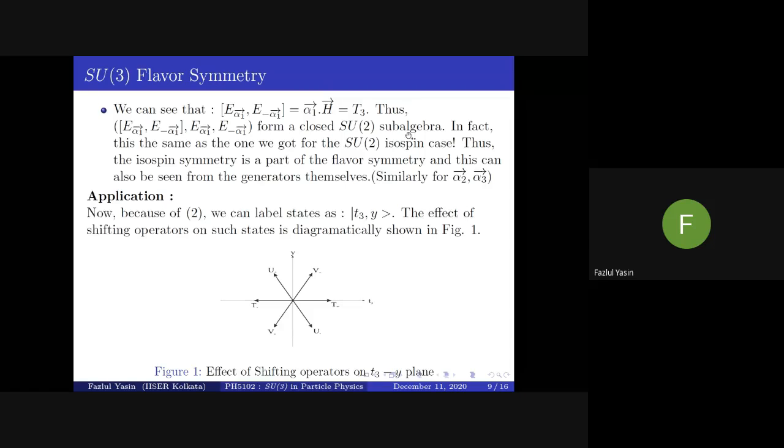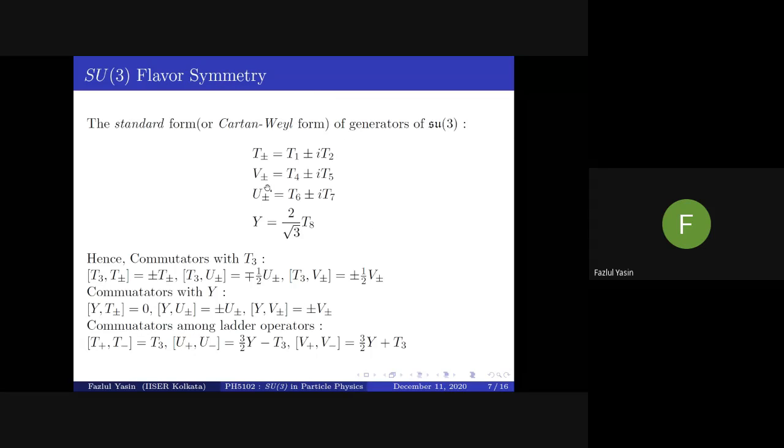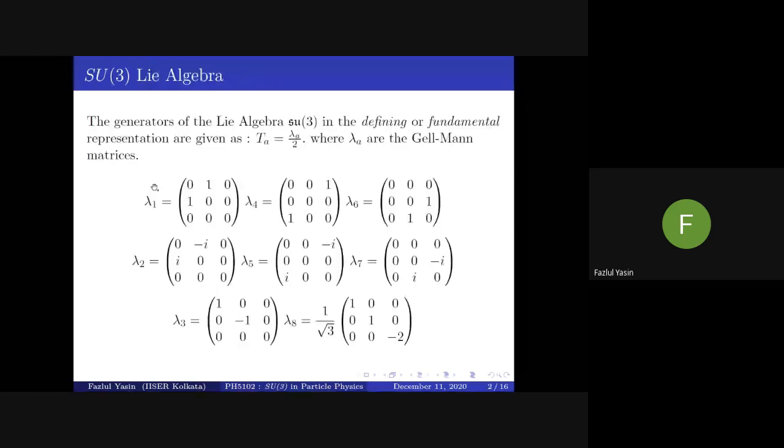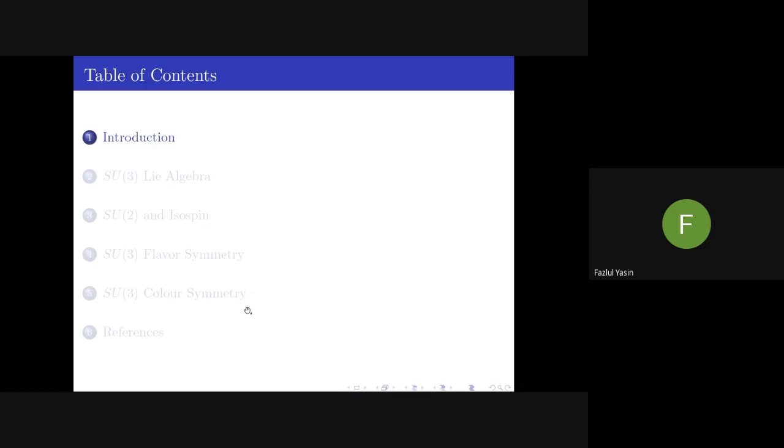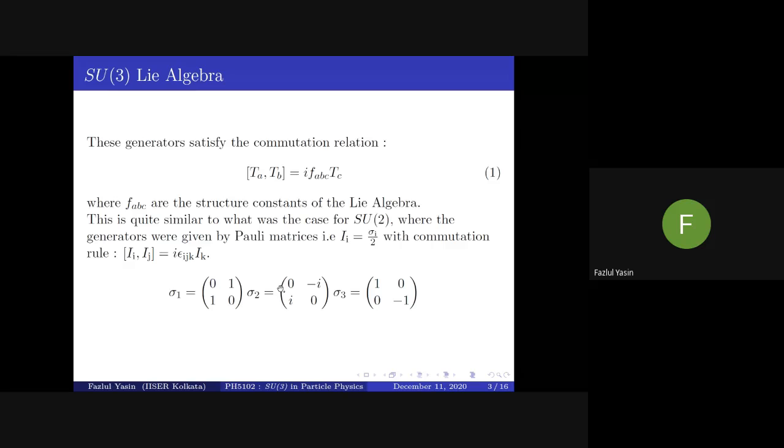In fact, this is the same thing as the SU2 isospin case, and thus this implies that the isospin symmetry is a part of the flavor symmetry. We can see this from the generators themselves as well. Here you can see the generators lambda 1, with 0, 1, 1, 0 and the rest 0, lambda 2 with 0, minus i, i, 0 and the rest 0, lambda 3 like this, and comparing this with the sigma 1, we can see that they all carry nearly the same structure.